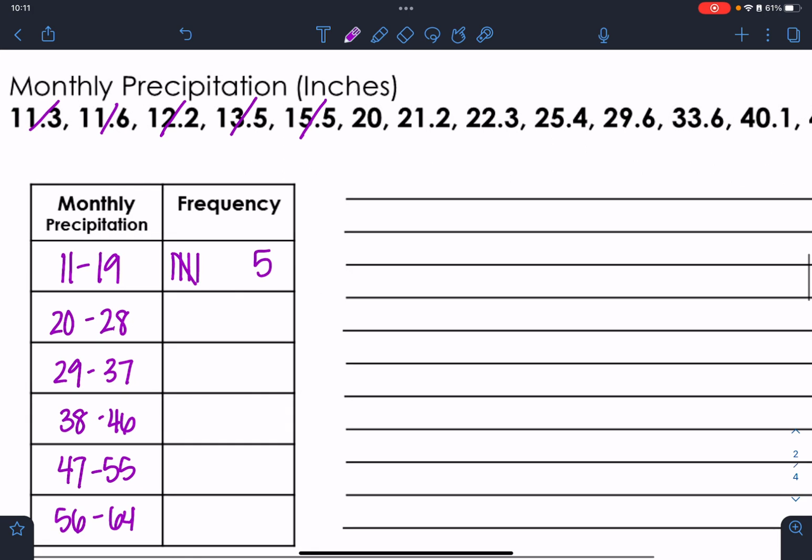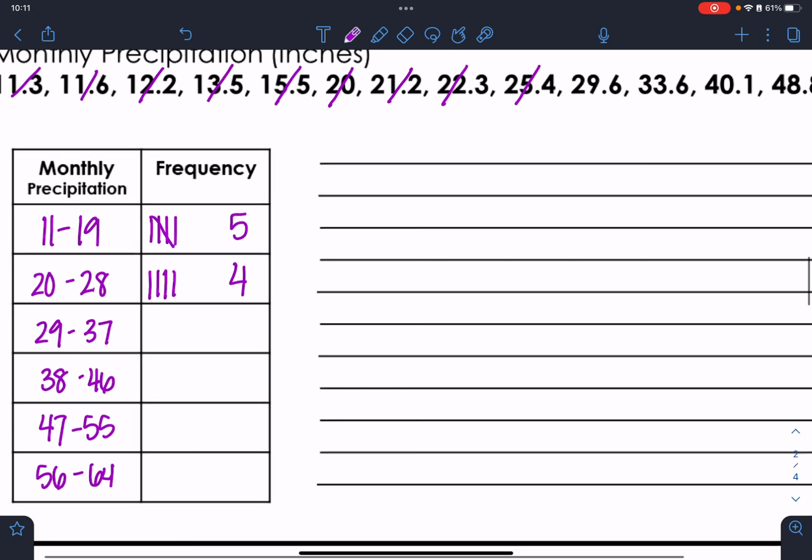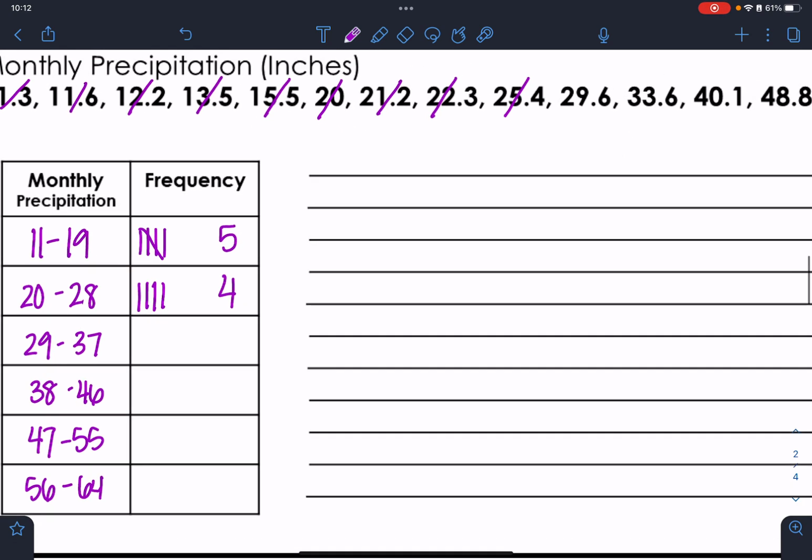So then I'm looking at the next category. Any number that falls between 20 and 28, I am now counting. So I have 20, 21.2, 22.3, 25.4, because the next number is 29.6. That's higher than 28. So we would say this one has a frequency of 4. Now I'm looking at all the numbers between 29 to 37. So it looks like 29.6 and 33.6. So that one would have a frequency of 2.